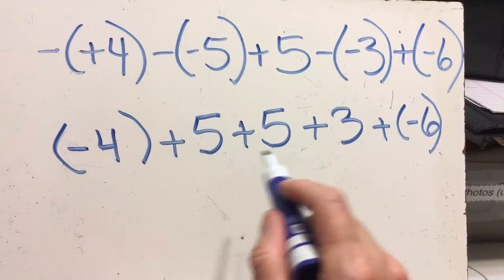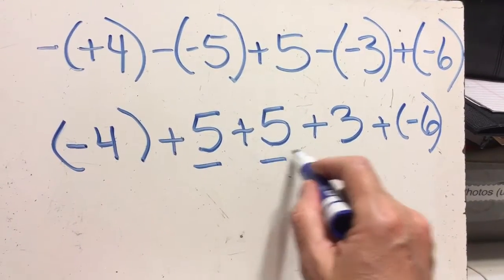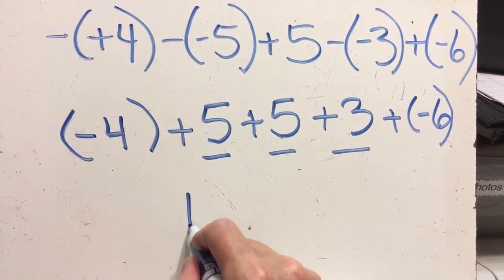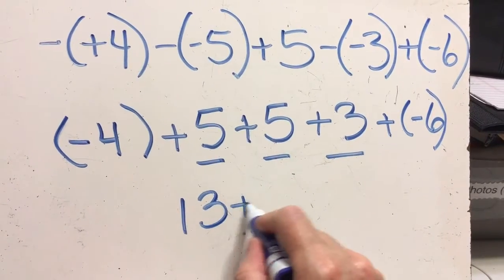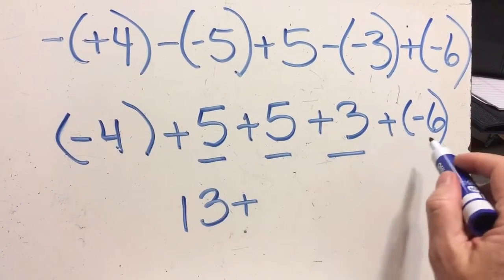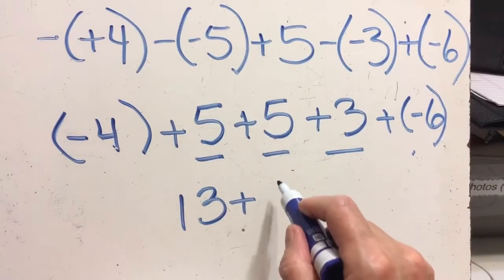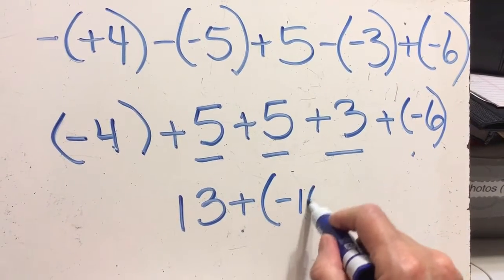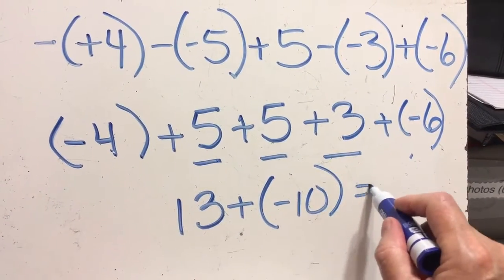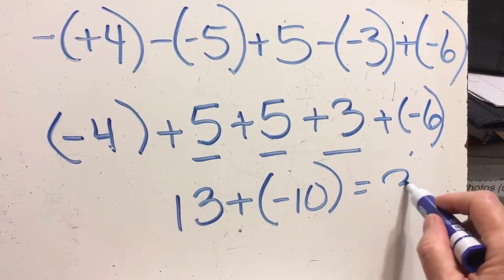So now let's add all of our positive numbers. 5 plus 5 plus 3 is 13. Plus, now let's add all of our negative numbers. Negative 4 plus negative 6 is negative 10. And we have our answer.